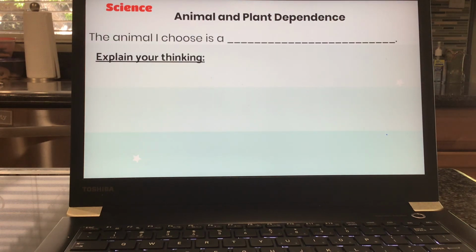And the next slide, what is the animal or insect that you're choosing? And then explain your thinking. How do they have a relationship with plants? What do they do for plants to help them survive and thrive?